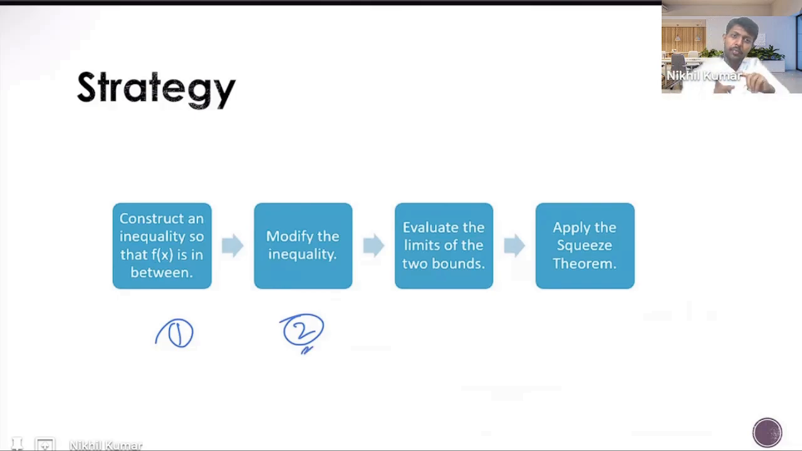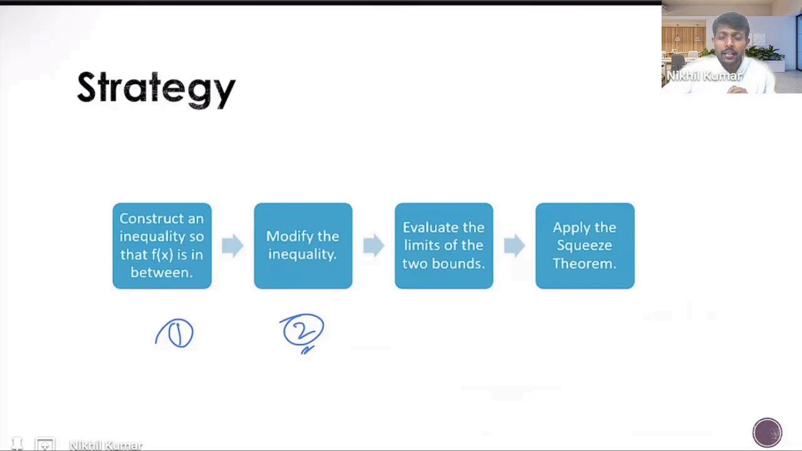Second step, modify that inequality. Either multiply something to all the terms, divide something to all the terms, add something to all the terms, and so on. Do some algebraic manipulation and get f of x to resemble the exact function that is given in the question.